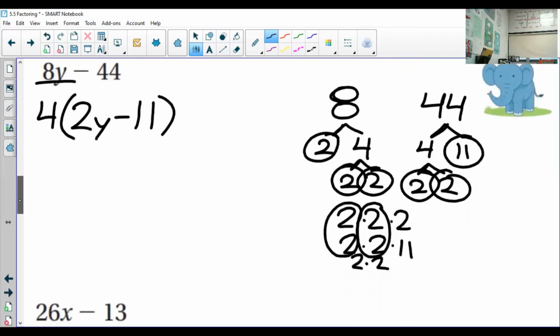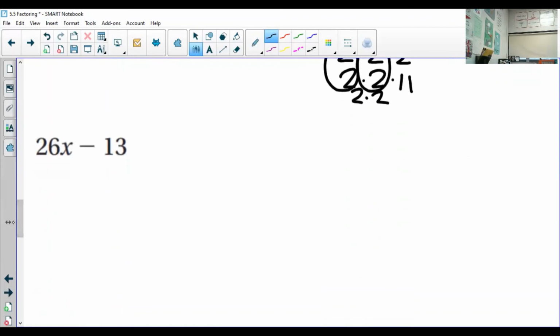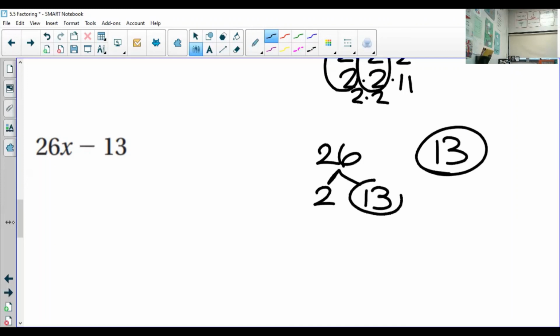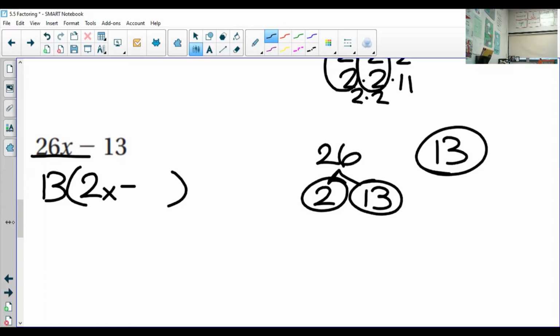Let's try one more just to make sure we got it. 26x minus 13. Okay, so I have 26 and I have 13. 13's prime, I'm just going to circle it. And for 26, the only numbers I can multiply are 2 and 13. So this one's easy. 13 is obviously the GCF. So 26x divided by 13. 26 divided by 13 is 2. Minus, what about this one? Ooh, 13 divided by 13? That's just 1. You just put a 1 there.